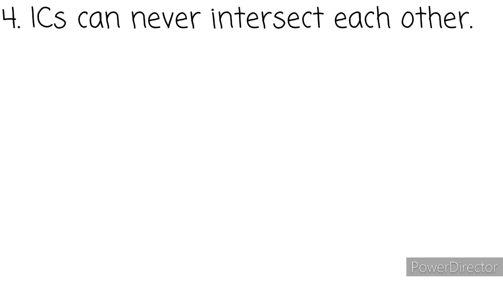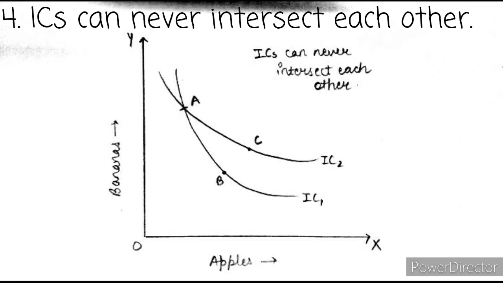Now the fourth IC property is indifference curves can never intersect each other. To understand this, we're going to use a graph. On x-axis we're going to take apples, on y-axis we're going to take bananas, and we're going to make two ICs which are intersecting at A. So IC1 and IC2 are two ICs which are intersecting at A, and let us take a bundle B on IC1 and a bundle C on IC2.